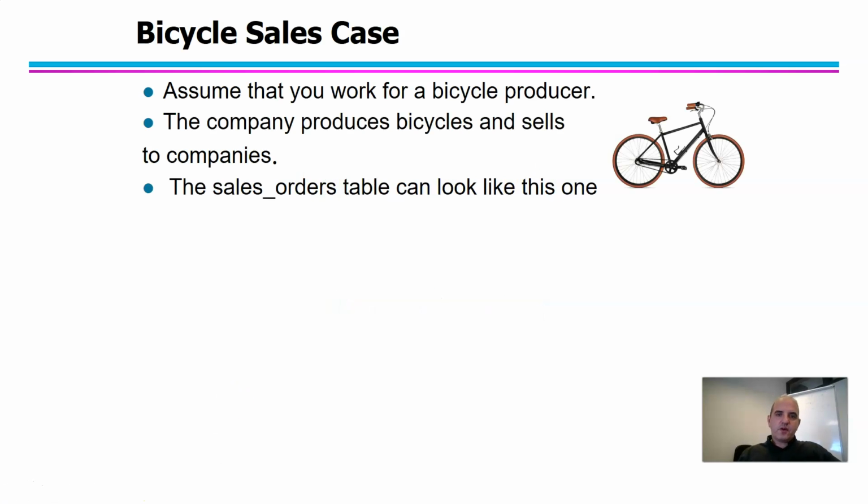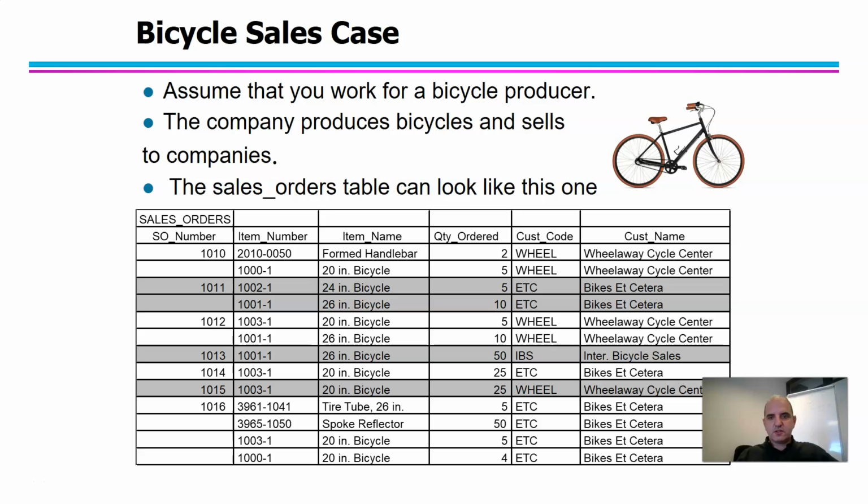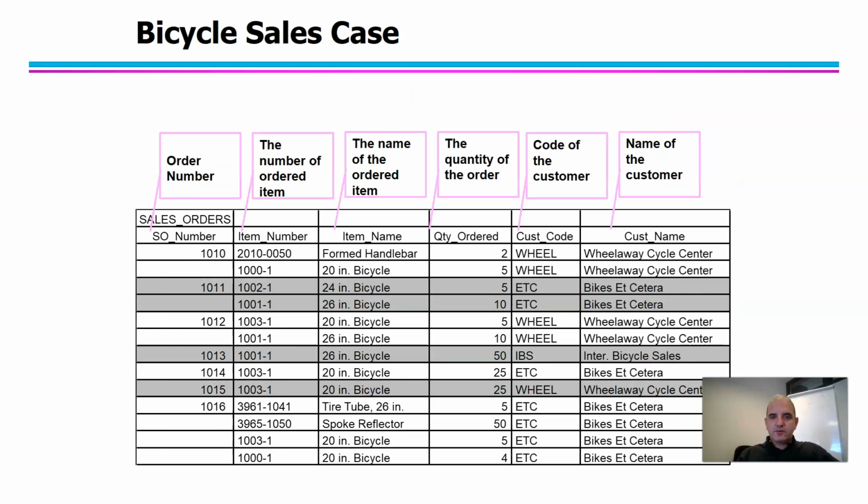Assume that you work for a bicycle producer and you produce and sell bicycles to companies, and you have a sales orders table where you keep the data, and it looks something like this. We have 6 columns and various rows. Each row represents different parts of reality: the order number, the number of the ordered item, the name of the ordered item, the quantity of the order, the code of the customer, and the name of the customer. So 6 columns, all about the orders, items, and customers together.